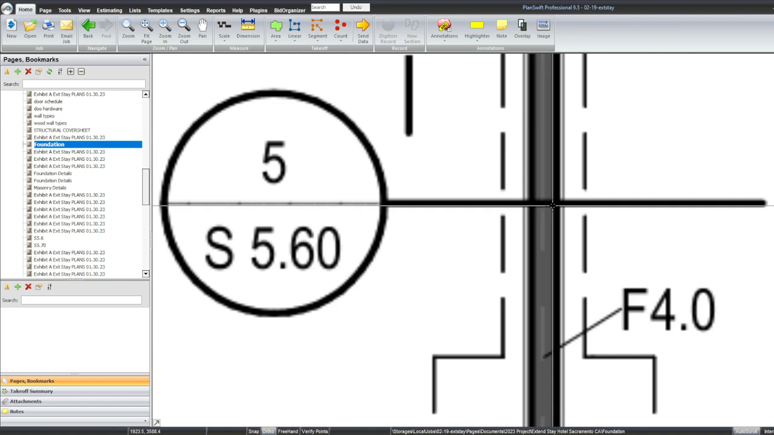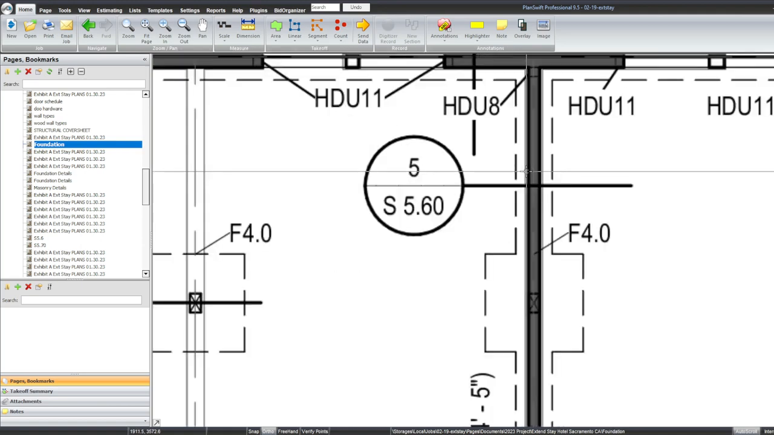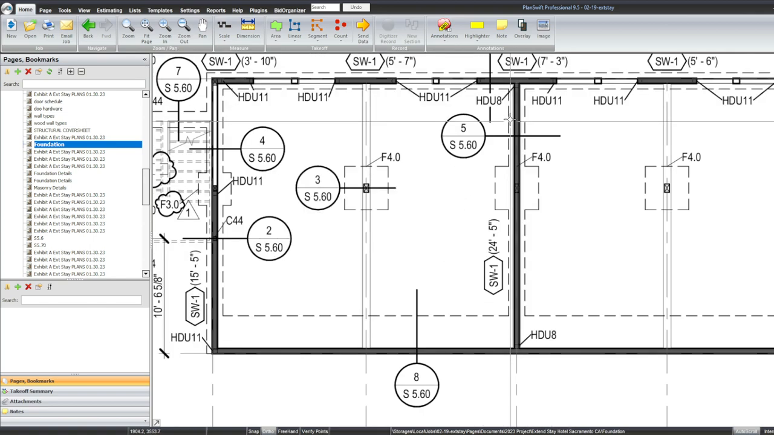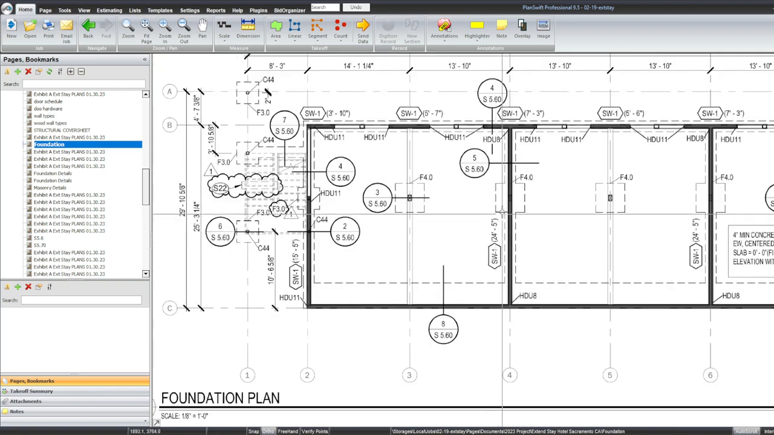And now, as the foundation concrete person, you need to know, well, what's the reinforcement? What's the thickness of the footer? What's the width of the footer? And this is going to tell us the length of the footer. Okay? And so, we have section views, whether it's a floor plan, roof plan, concrete plan, whatever.